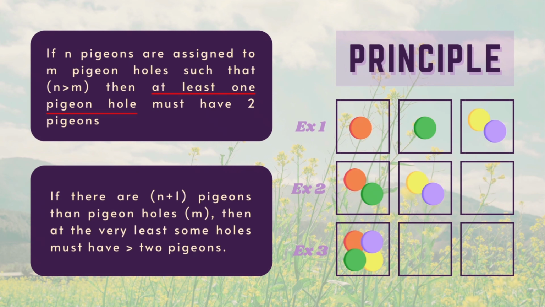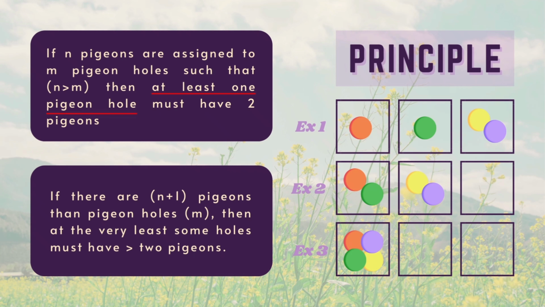In example 1, there is only one circle, which represents the pigeons, in a square, which represents the hole. And the second square only has one circle, which is still fine because the last square, or third square, has two circles, which also means that the principle of at least one pigeonhole must have two pigeons is true.